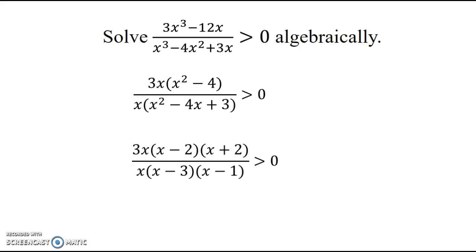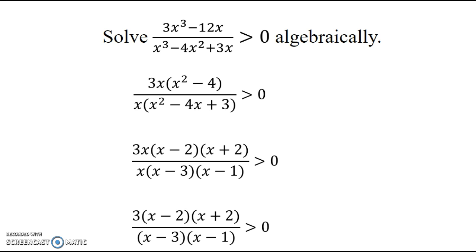And that numerator breaks down into 3x times x minus 2 times x plus 2, and the denominator factors to x times x minus 3 times x minus 1. Now notice I've got a common factor. Since I've got that common factor, I'm going to rewrite it so that it is in lowest terms. So written in lowest terms, I'm going to have 3 times x minus 2 times x plus 2 over x minus 3 times x minus 1, and all of that still needs to be greater than 0.